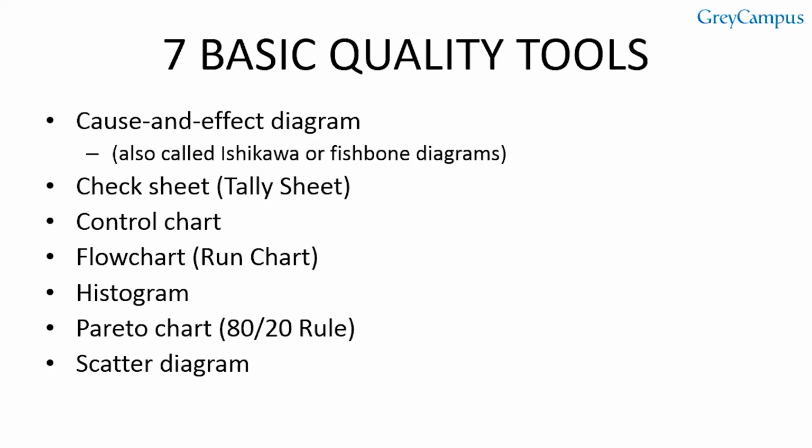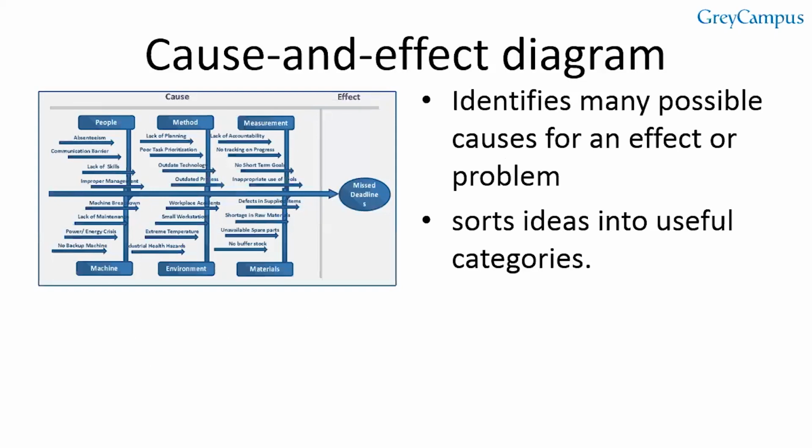Let's begin with our cause and effect diagram. Here you see the image of a fishbone diagram. Fishbone or Ishikawa, also cause and effect. So those are 3 names. If you're preparing for the PMP exam, you will need to know these 7 basic quality tools. If you're preparing for the Six Sigma exam, you will also need to know these 7 basic quality tools.